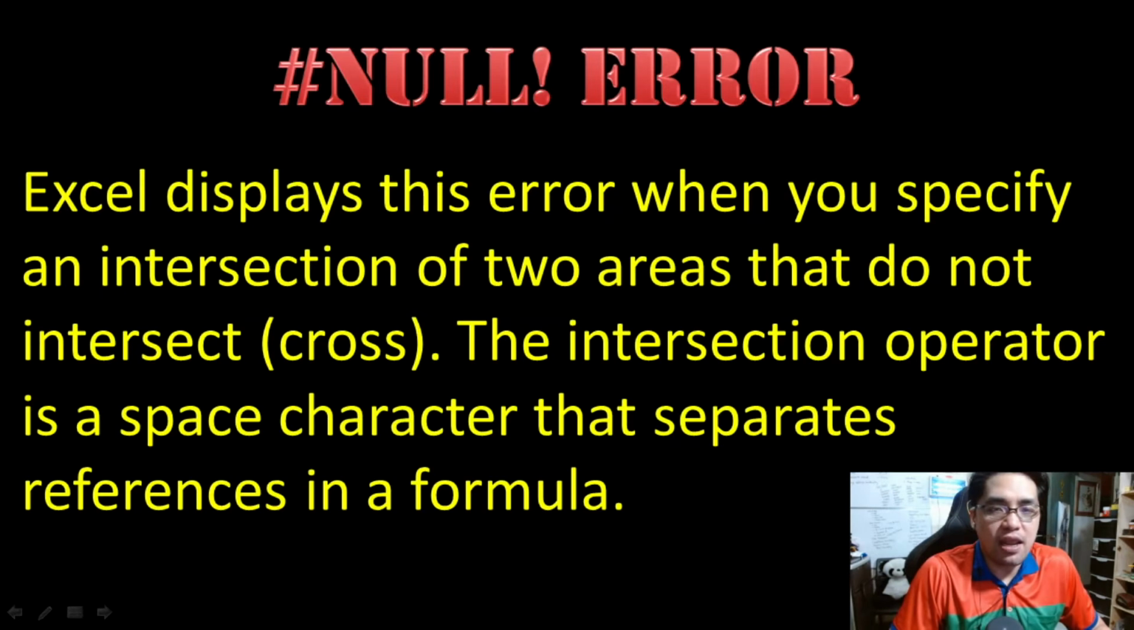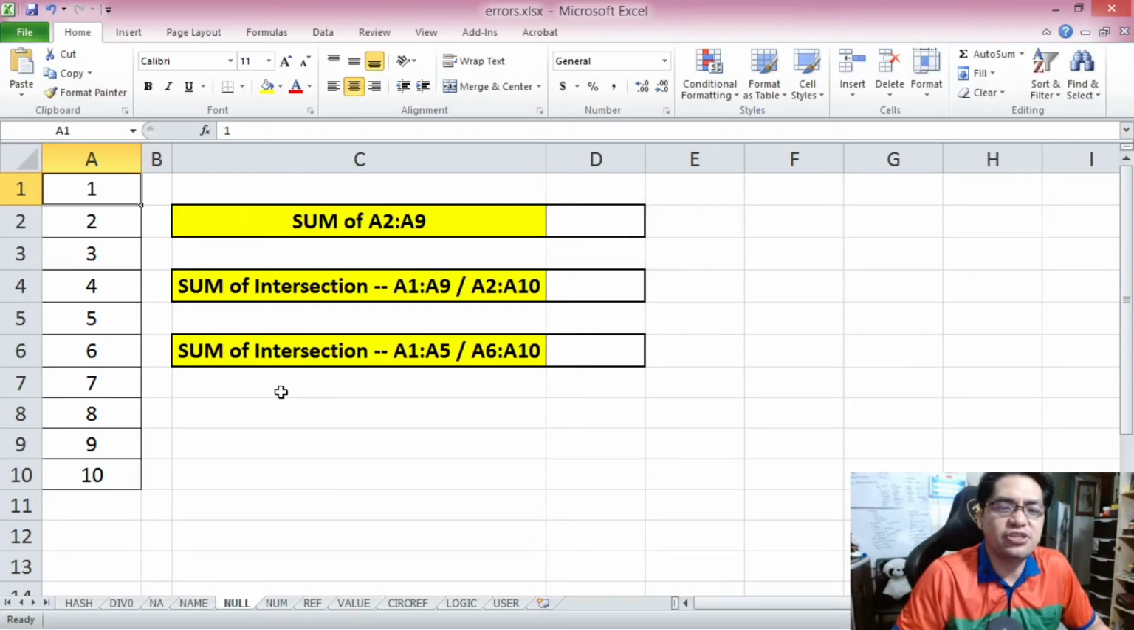Next, you have the null error. Excel displays this error when you specify an intersection of two areas that do not intersect. The intersection operator is a space character that separates references in a formula. The calculation of cell intersections is not typically something that we teachers need, but it is needed in some forms of statistical calculation or engineering calculations. So let me first show you how it works.